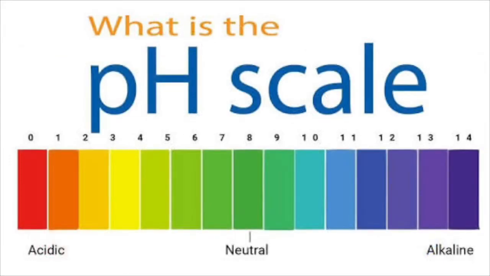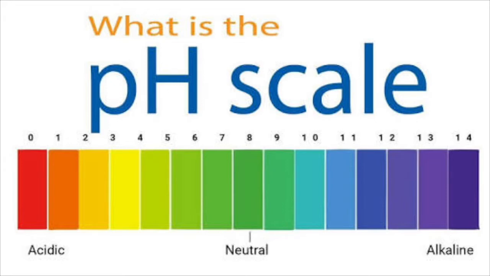The pH scale is basically what we use to show whether a solution is acidic, alkaline, or neutral. The pH scale runs from 0 to 14. Acids have a pH below 7. Alkalis have a pH above 7. The lower the pH, the more acidic the solution is.